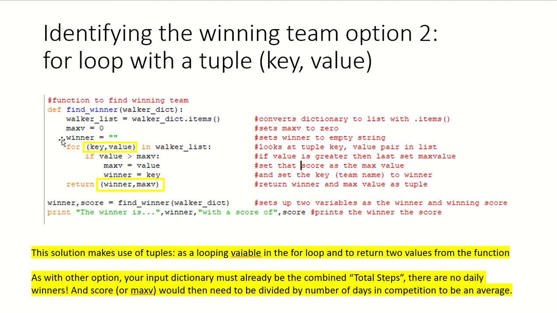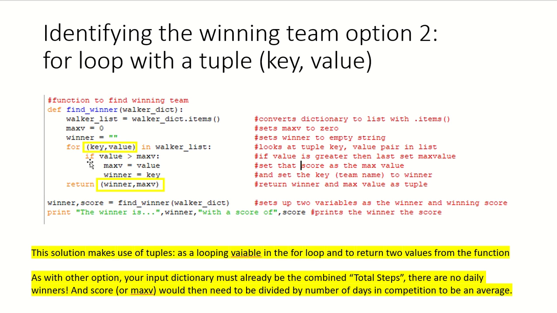Two variables are initialized with 0 or no value. That's max v for max value, and then winner, which is going to be a string. It is a string now. It just doesn't have anything in it. So then the for loop. The for loop traverses through Walker list, and the looping variable is not just a single value, but a tuple with 2 items in it. One the key, one the value, to help you remember.